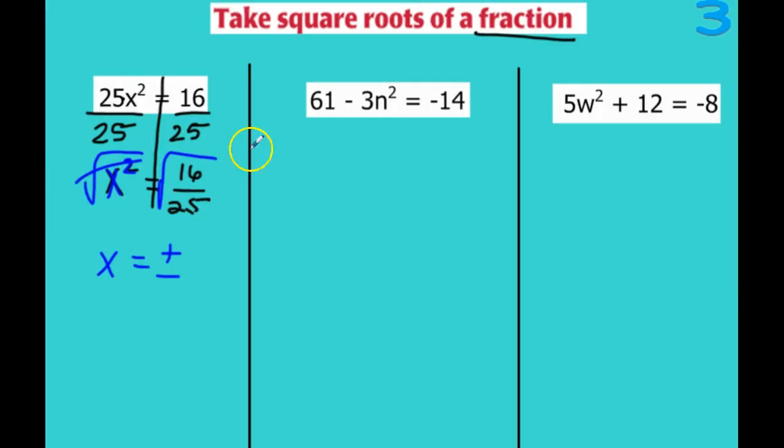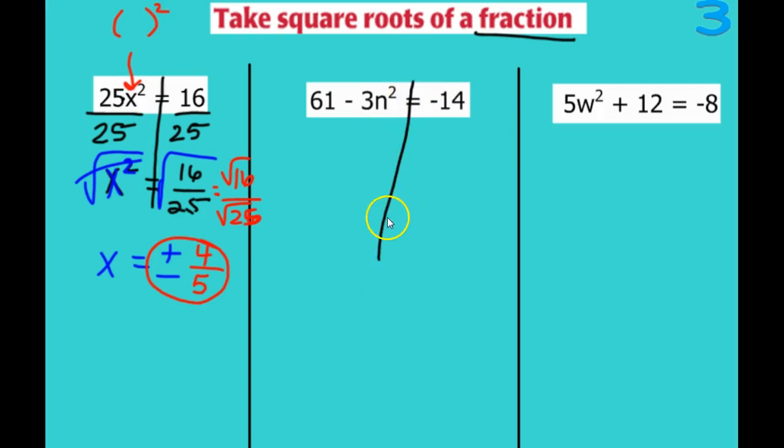If we have the square root of a fraction, it's really the square root of the numerator and the square root of the denominator. Oops, 25. So the square root of 16 is really just 4. The square root of 25 is really just 5. So our answer, we could have a positive 4/5 or a negative 4/5. If you want to plug it back in to double check your work, you can. Just make sure you put that number in parentheses and do the exponent first.